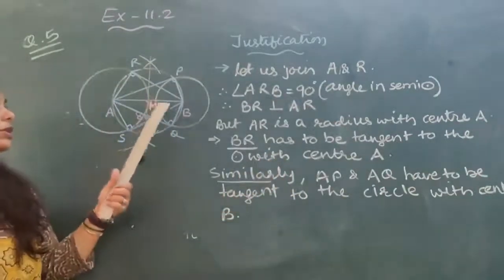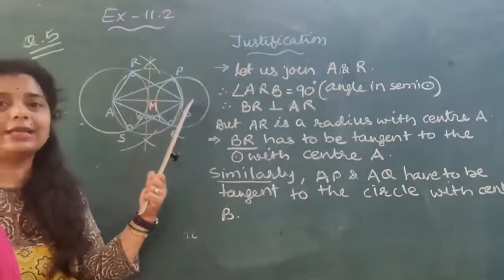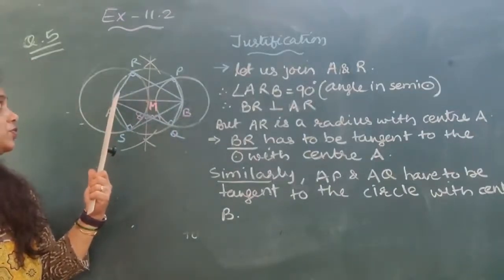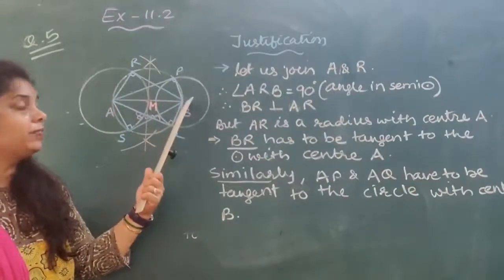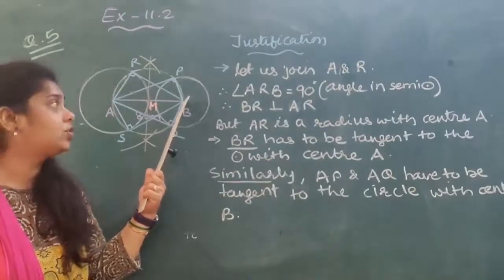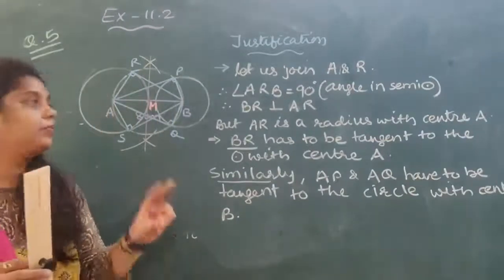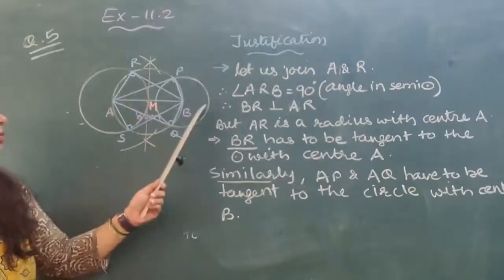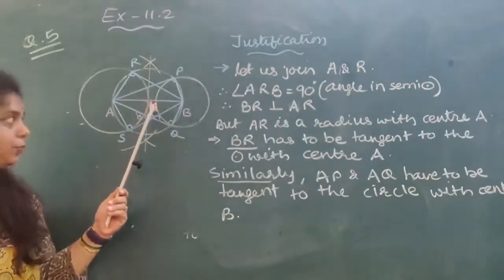So first of all, what are the steps of the construction? First, draw line segment AB of 8 cm. Second step, with center A and radius 4 cm, draw a circle. With center B and radius 3 cm, draw a circle at B. Now the third step: draw a perpendicular bisector of AB which intersects at M. It means M is the midpoint.